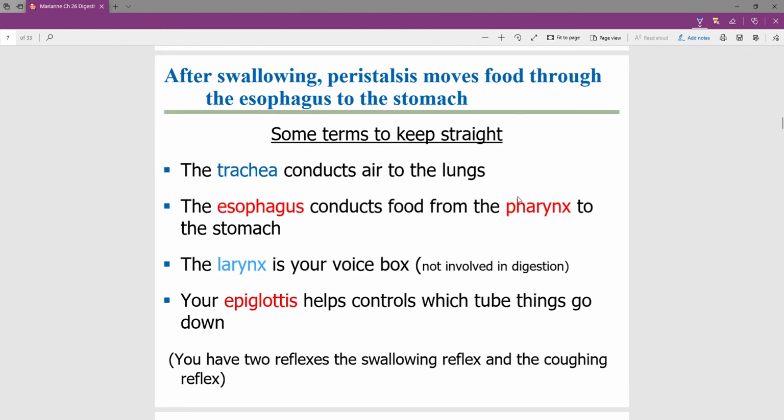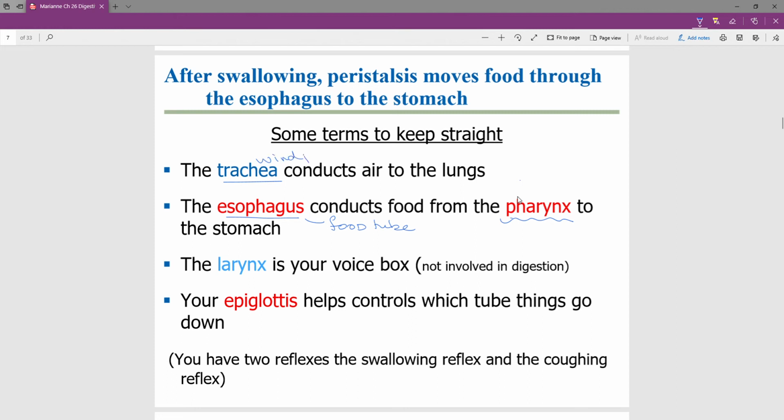So after swallowing, peristalsis is going to move the food through the esophagus to the stomach. I left off on the last slide saying that we were in the pharynx. The pharynx is the top of your throat. Anyone getting a nasopharyngeal swab, which is the test for COVID-19, the pharynx is the back of your mouth or top of your throat. It branches off into your esophagus and your trachea. The esophagus is the food tube, and your trachea is your windpipe.